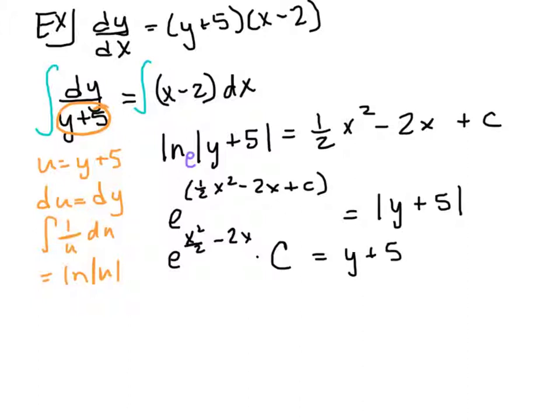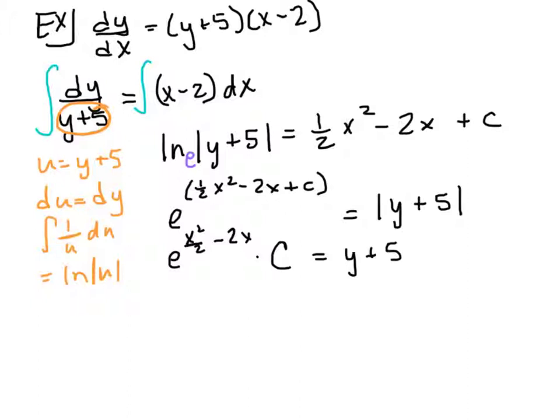I'm going to ignore the absolute values for just a moment here. I can do that because e to the anything is always a positive number, and adding 5 just makes that more positive.